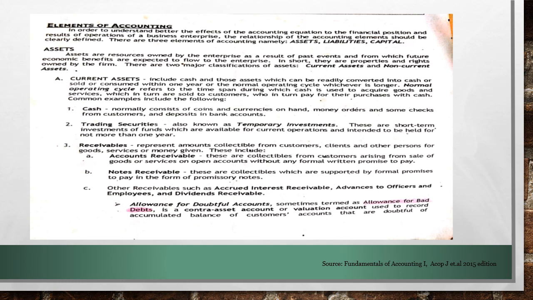For this presentation, class, we have here the detailed information of the different elements of accounting, together with the definitions of the examples given a while ago. So for the assets, under the classification of current assets, we have the cash. Normally, it consists of coins and currencies on hand, money orders, and some checks from customers and deposits in bank accounts.